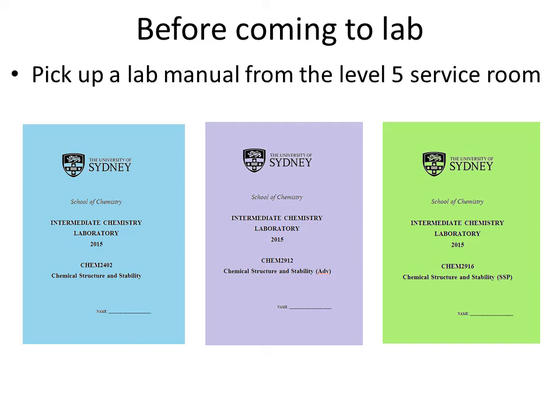The first thing you must do as soon as you can is to pick up a lab manual from the Level 5 service room. Please read through this thoroughly as it contains all the information you need about these labs. Experiments can often take the full 4-hour session, so it's essential that you have read the lab manual and planned your experiment before you come to class. In some cases, it might be suggested that you make a flowchart. This is a really good idea as it means that you clearly know what you will do at each step of the experiment.